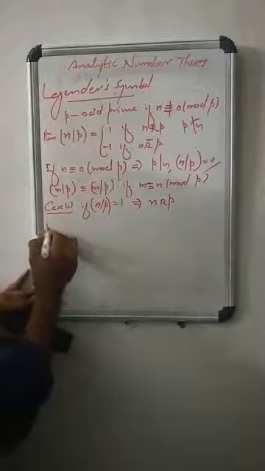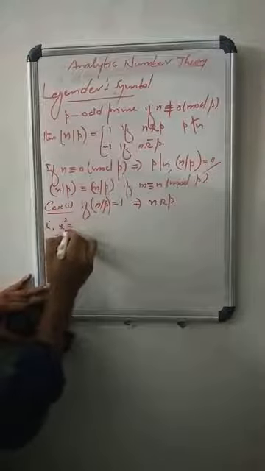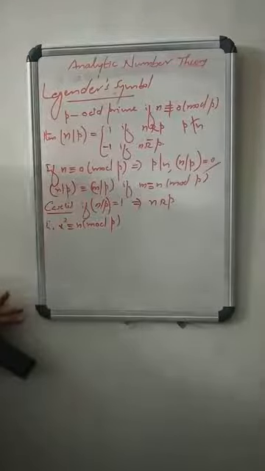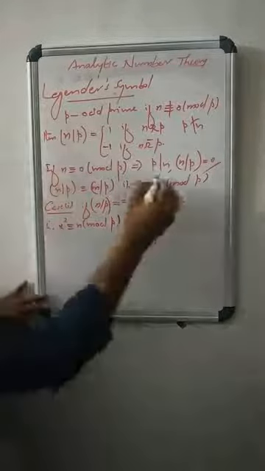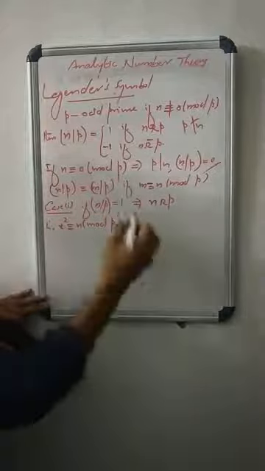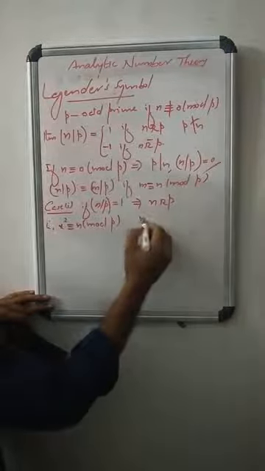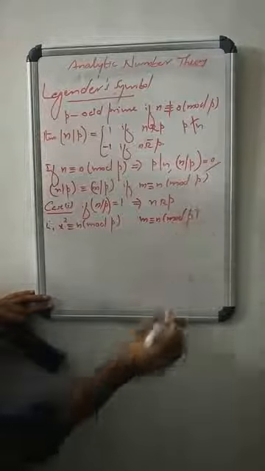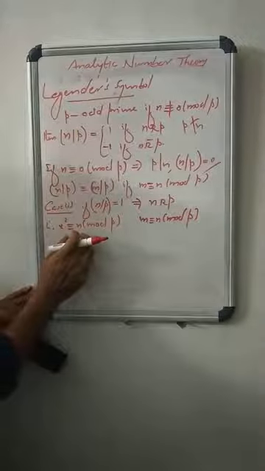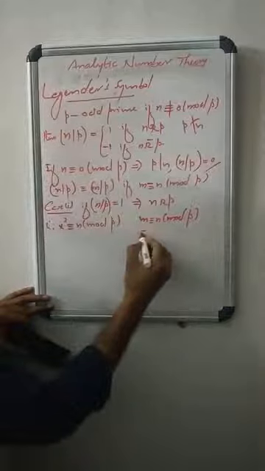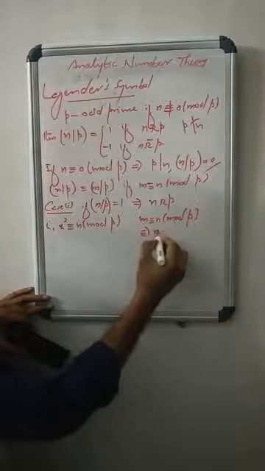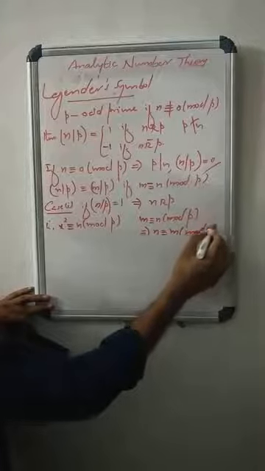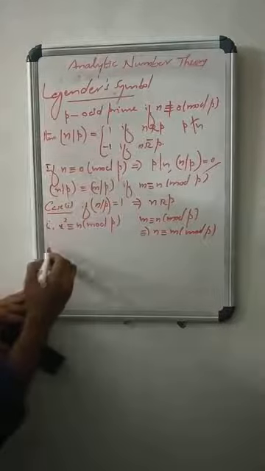n is a quadratic residue mod p means the congruence x² ≡ n mod p has a solution. Now, it is given that m ≡ n mod p. So listen, if x² ≡ n mod p and m ≡ n mod p, that means n ≡ m mod p. Why? Because of the symmetry. Congruence relation is symmetric.